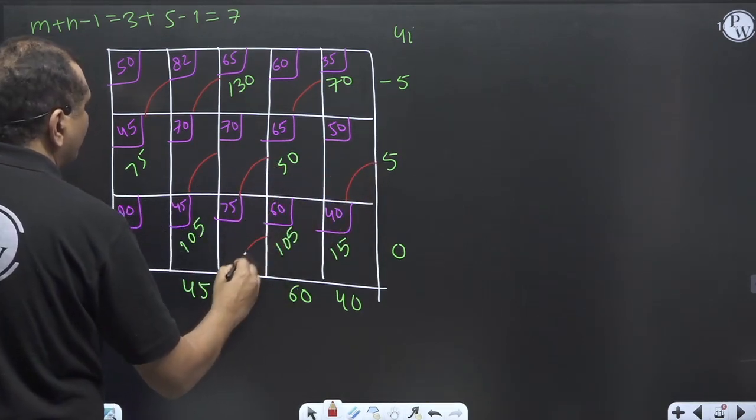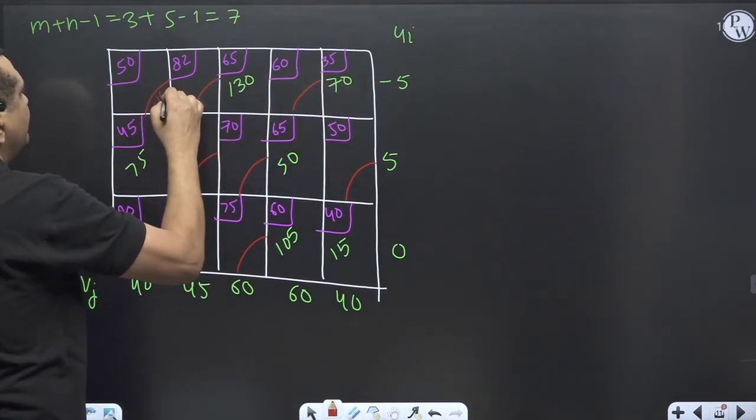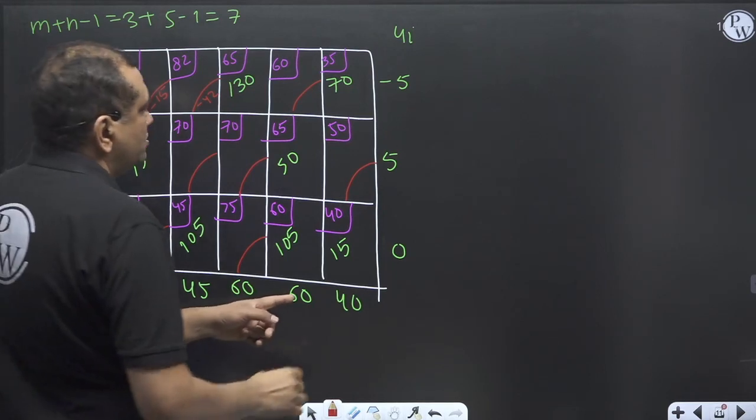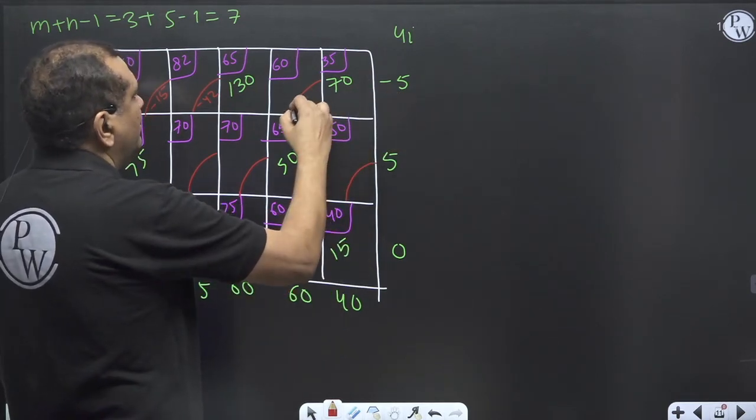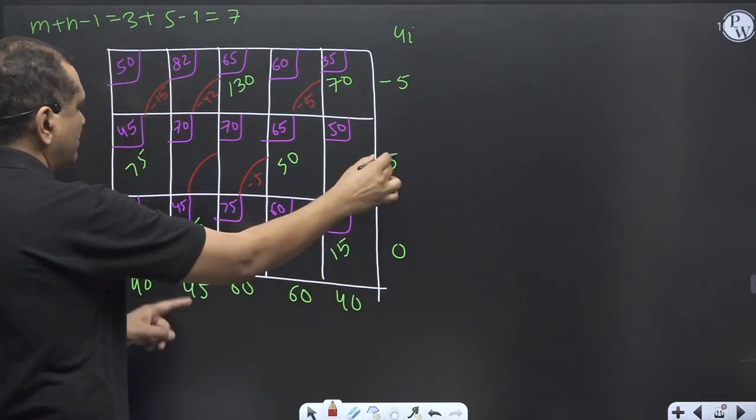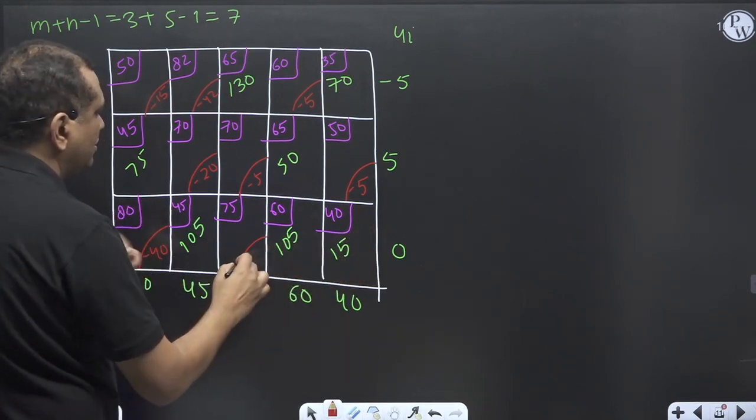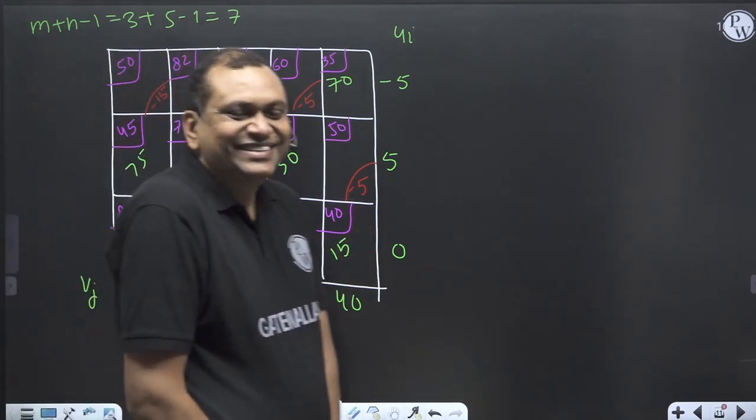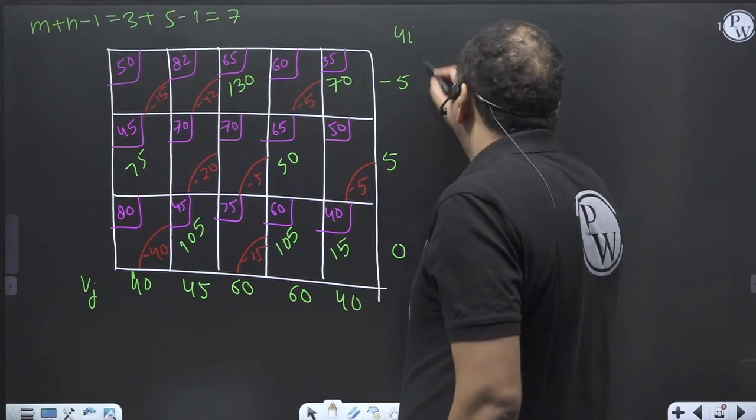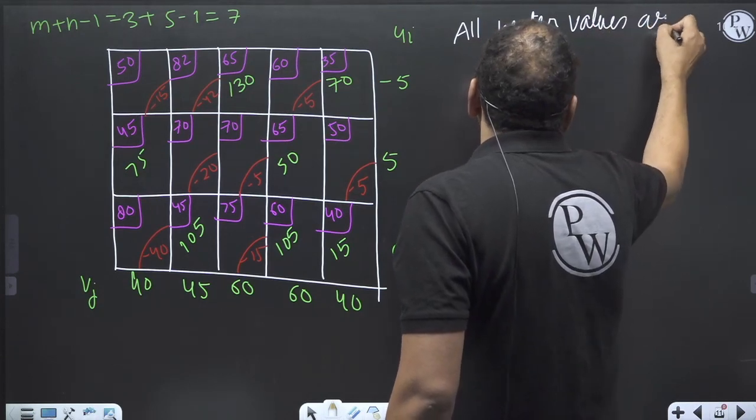And now the values of the non-occupying cells. 35 minus 50 is minus 15. 40 minus 82 is minus 42. 60 minus 5 is 55. Minus 5. 45 minus 5. 65 minus 5. 50 minus 20. Minus 40. Minus 15. So now all the values are negative. All values are negative.